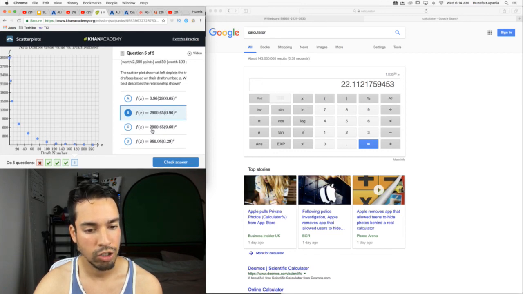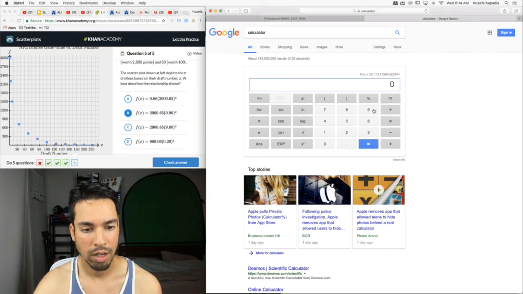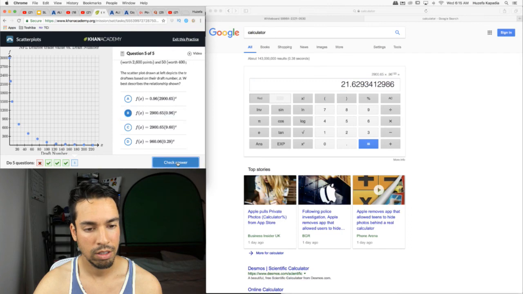If you want further verification, you could plug in some numbers, like let's say 120 into this equation. So we'll say 2900.65 times 0.96 to the 120th power, right? Equals, yeah, and that looks right. Like we're down here. We don't really need to test that.